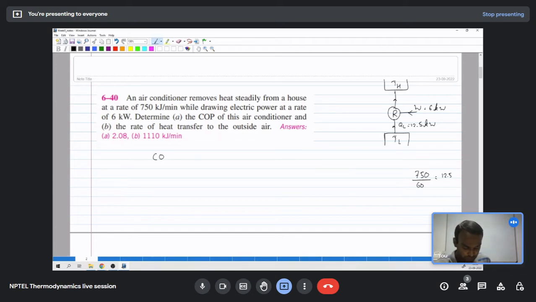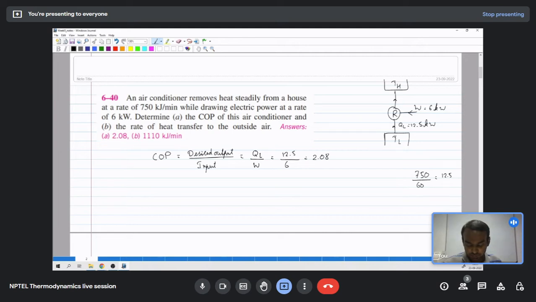Now we need to determine the COP. So COP is the desired output by input. So here the desired output is QL and the desired input is W. QL, the heat that is taken away from the low temperature reservoir, is 12.5, and the work transferred to the refrigeration unit is 6 kilowatt. So 12.5 by 6, we get 2.08 as the COP.